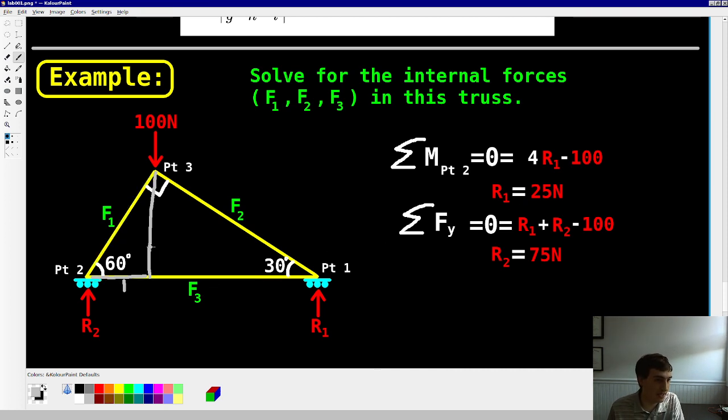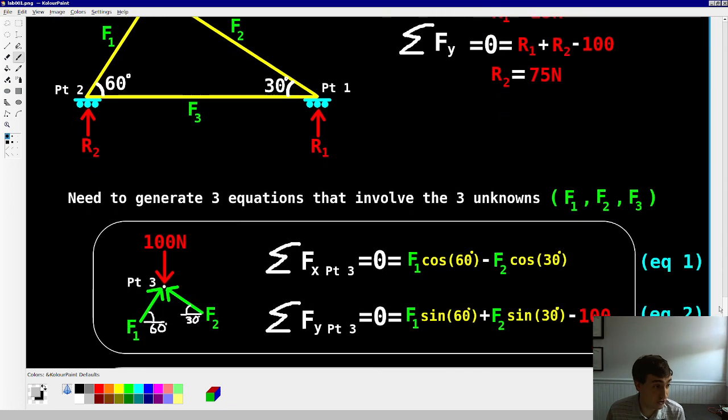And then by taking the sum of forces in the y direction, you know that 100 down, 25 up, you have to have 75 up at this point. So R1 equals 25, R2 is 75. With that, the question is now, can we solve for F1, F2, and F3? The answer, of course, is yes.